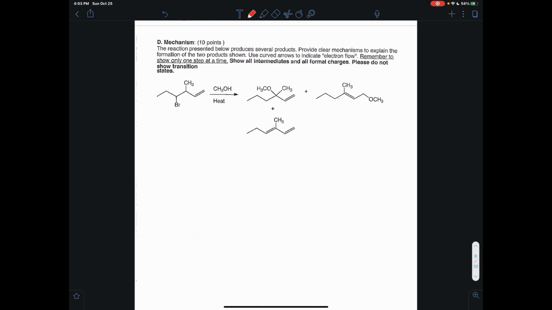Remember, this is a secondary bromine, and you have a weak nucleophile. So the first step, what's going to happen is this leaving group is just going to leave, and then you're going to end up with a positive charge right here. Now, if you look here, there's something really good that can happen.